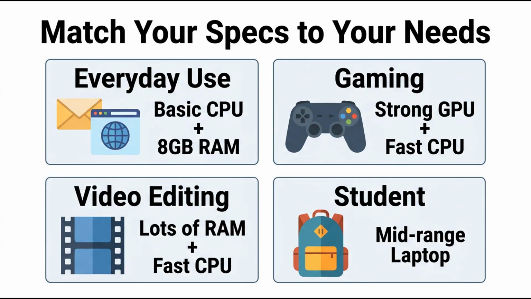Now that you understand components, let's talk about what matters when choosing a computer. For everyday use, email, browsing, documents, you don't need anything fancy. For gaming, get a strong GPU and CPU. For video editing, prioritize RAM and a fast CPU. For students, a mid-range laptop covers everything. Always match the specs to your actual needs.